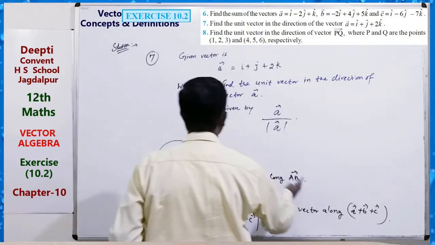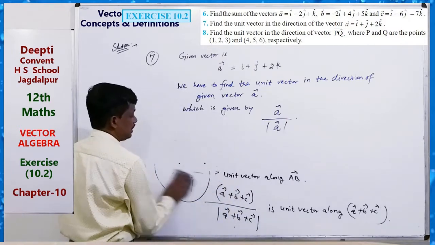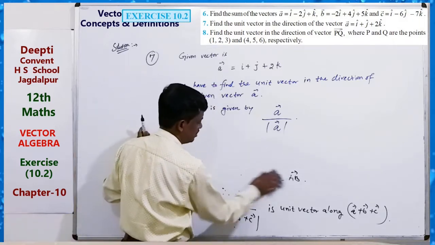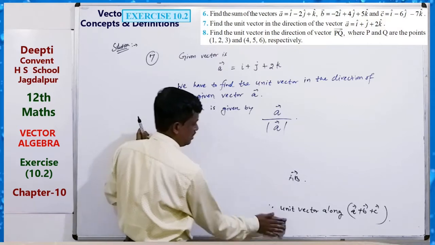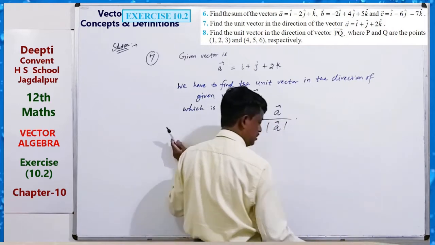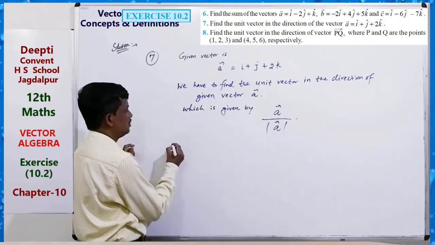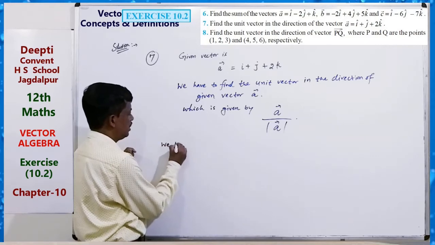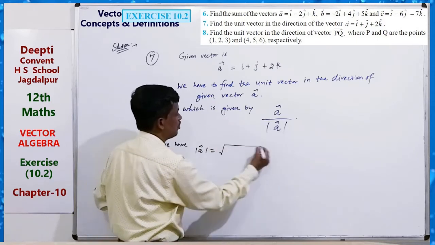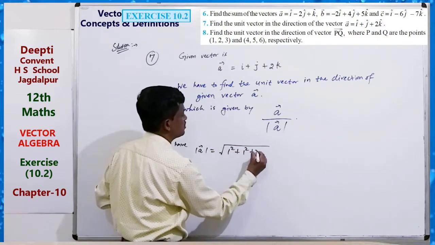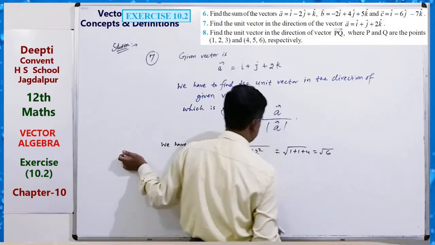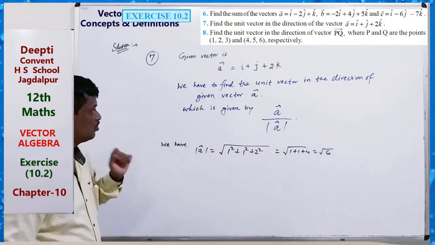So here, along the vector A, we simply find its modulus and divide by it, and we get the unit vector along A. This is the formula. We have modulus of A equals root of 1 square plus 1 square plus 2 square, equals root of 1 plus 1 plus 4, equals root of 6. Clear? Root of 6.